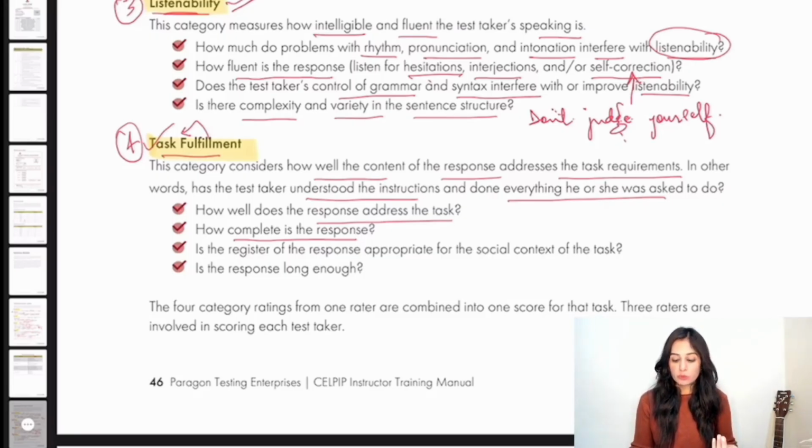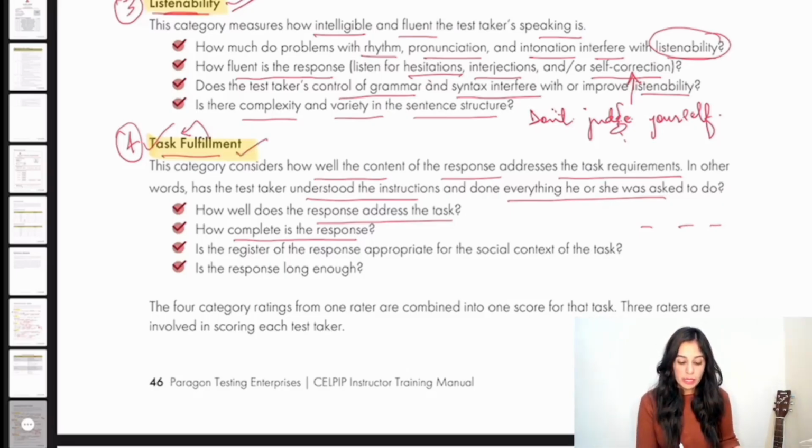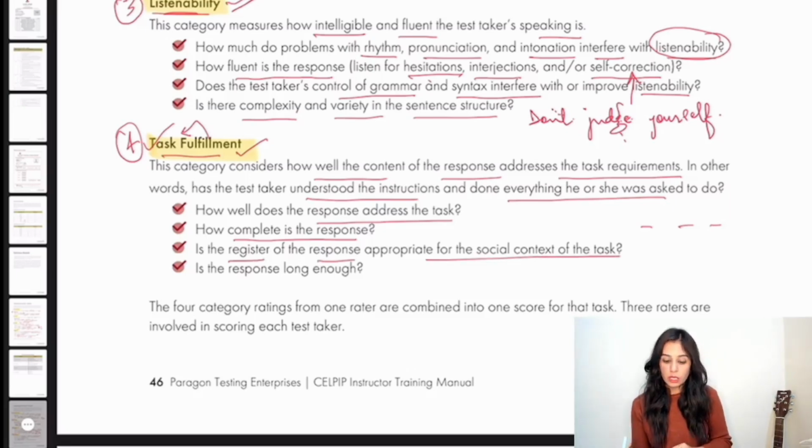So certain tasks would have 3 sub-questions or they might have 4 sub-questions, and you have to answer each one of them to get the maximum in task fulfillment. If you just answer one part and miss out on the rest, you will never get a full score in your task fulfillment. Is the register of the response appropriate for the social context of the task?